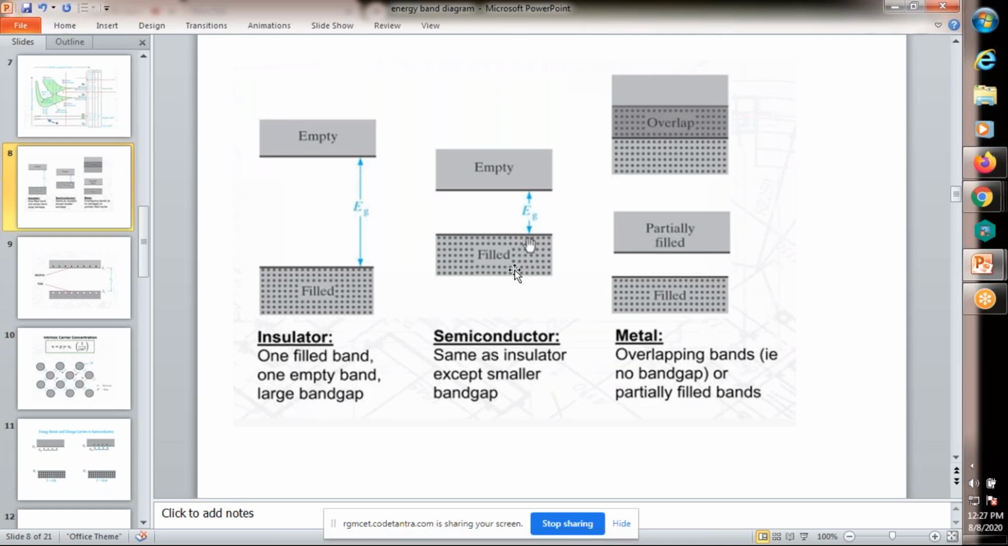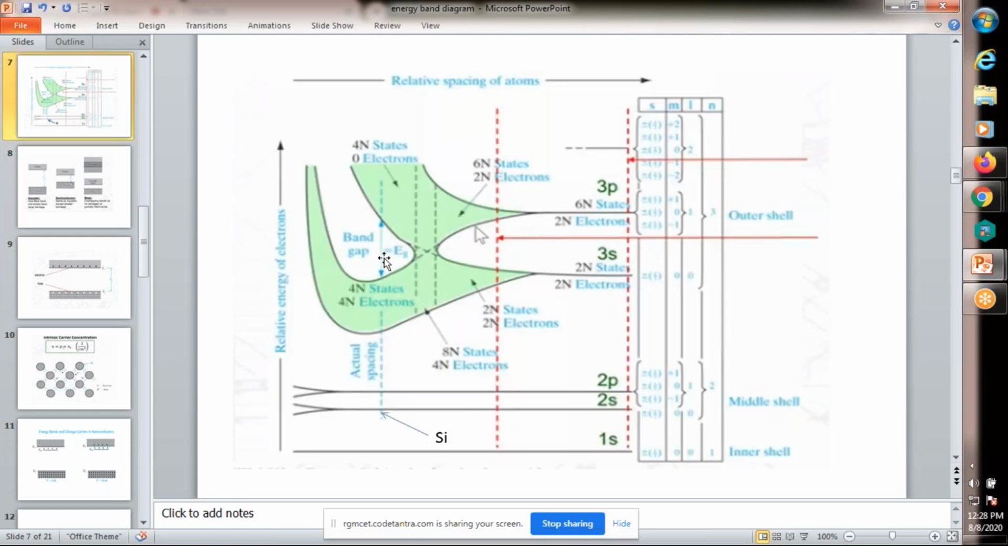Now coming to the semiconductor. Observe here, a semiconductor is the same as an insulator except for a smaller band gap. The concept is also the same. The valency band is completely filled and the conduction band is completely empty. But the difference is that the band gap energy is small. Remember this. Observe here, this is the complete figure. This one is the band gap energy.